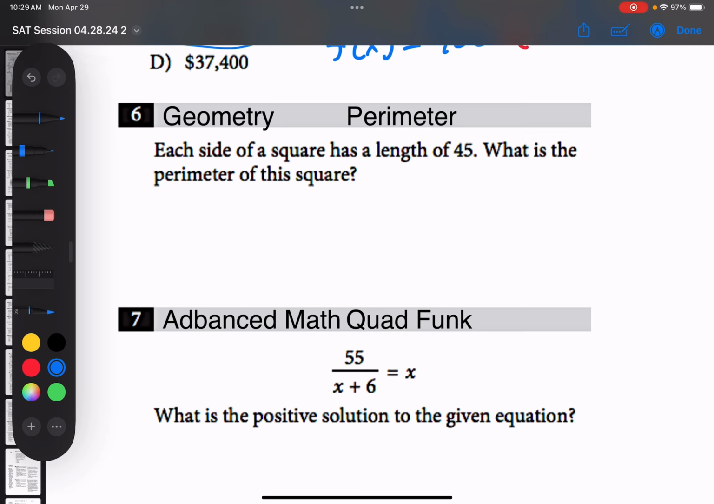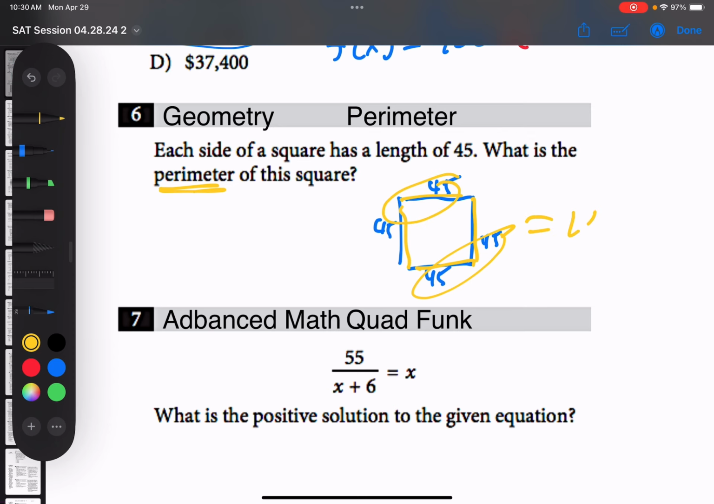Each side of a square has a length of 45. They didn't give you a square, so just draw it. We got 45, 45, 45, and 45. Now, we could figure out the area of this. If they ask us for the area, we could just multiply 45 times 45. But that's not what they're asking us. They're asking for the perimeter. So that's the sum of all sides. We add all these up. We got 90 and 90. That's going to equal 180, and that is the answer to this question.